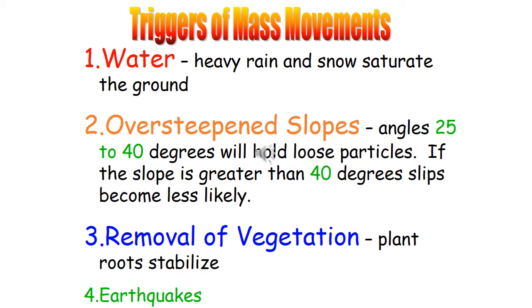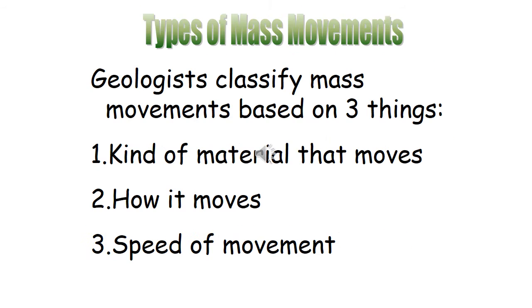If there are no plants there to hold the soil in place, that's going to increase the likelihood of a mass movement. And then earthquakes. With that shaking of the ground, a lot of times the soils are loosened and they will slide right on down a hillside.